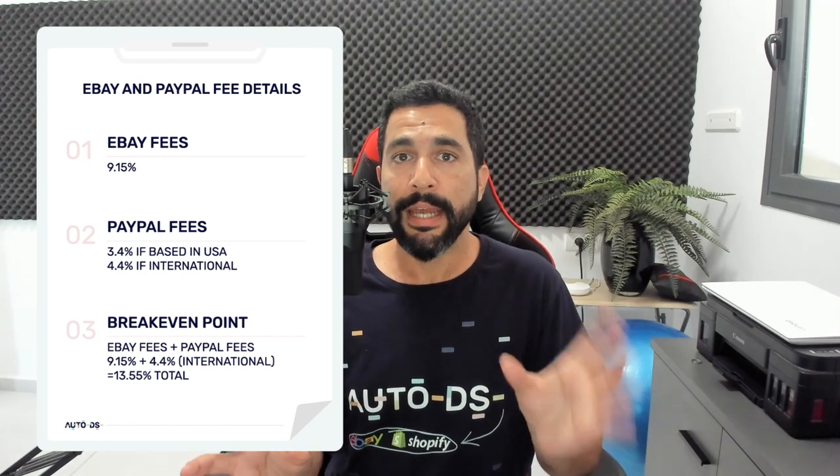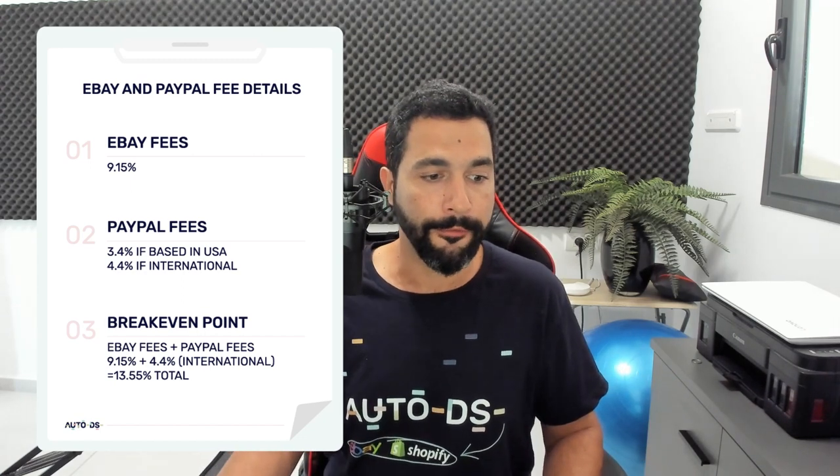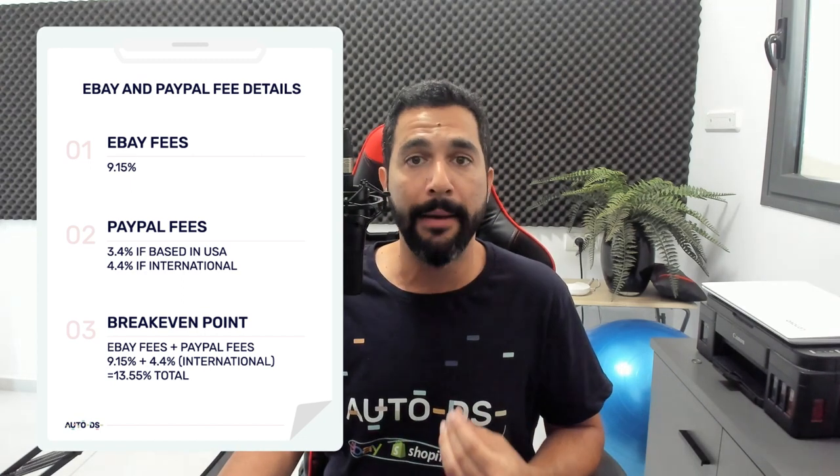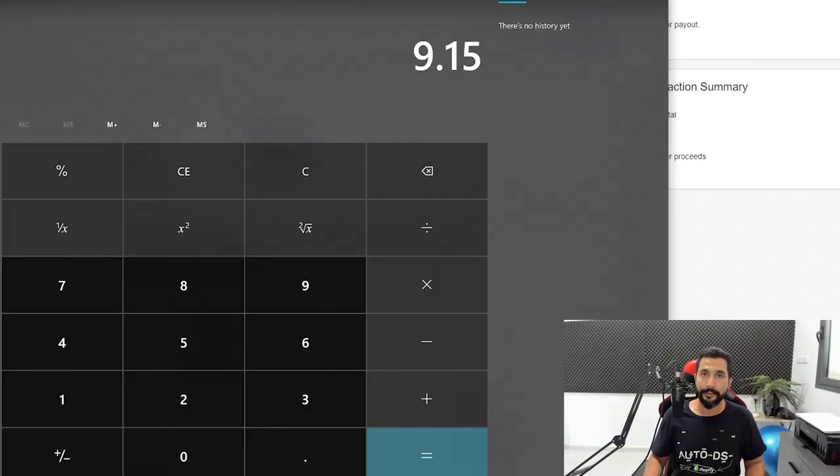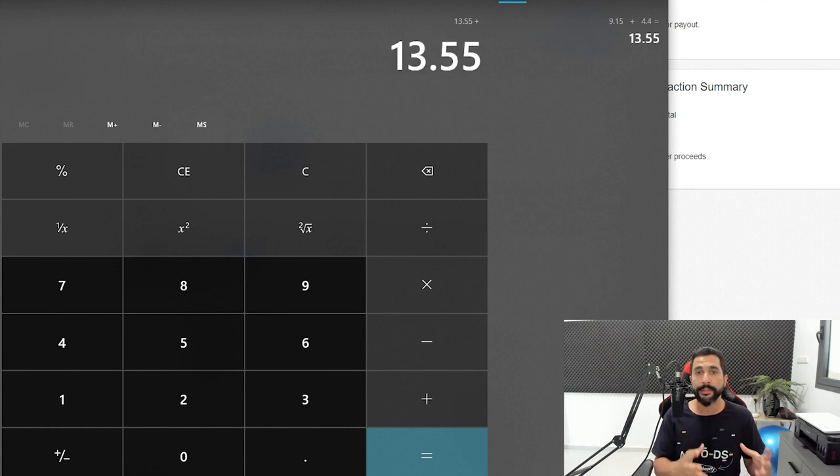So it used to be 9.15 plus 4.4. In my example, since I'm an international seller, 9.15 final value fee from eBay plus another 4.4% from PayPal used to sum up to a 13.55% break even before taxes and other things. So this is something that I knew that I had to take in advance when I was selling with eBay and PayPal. But today, it's not totaling 13.55%.